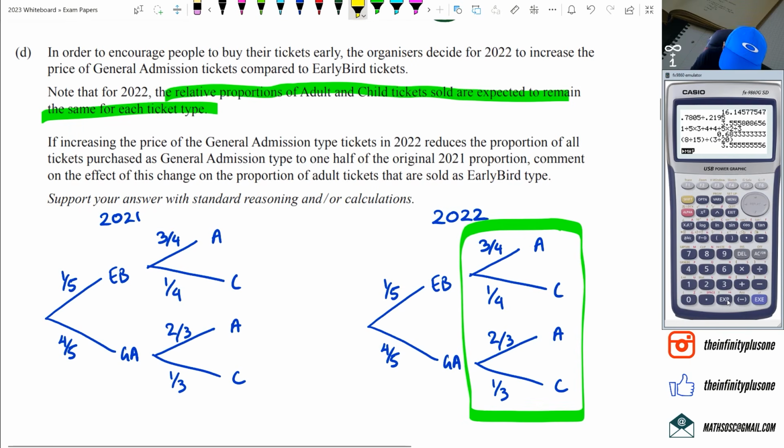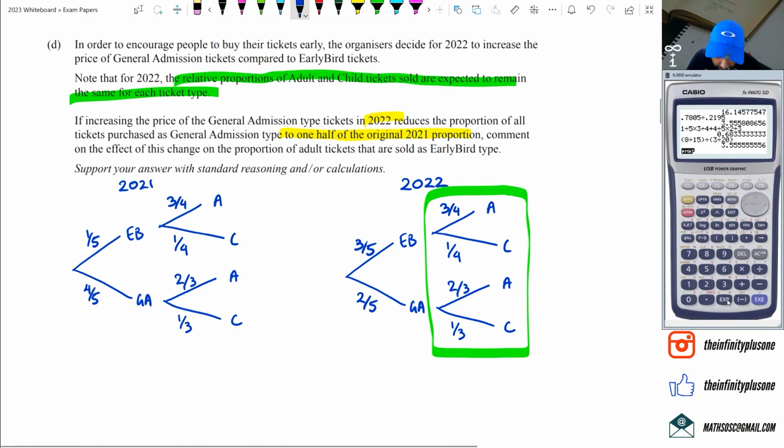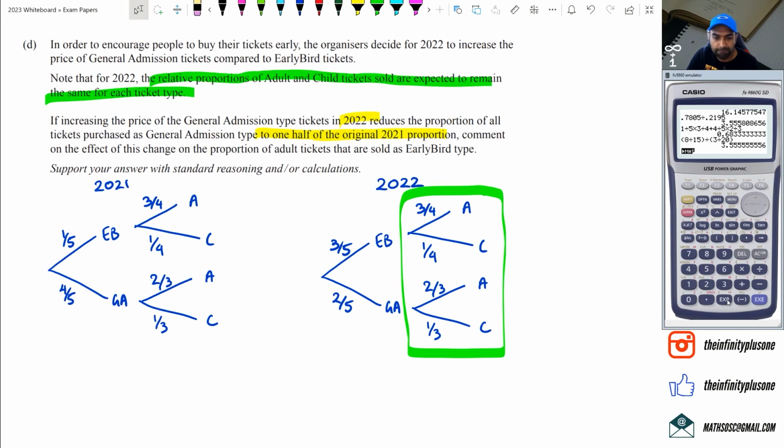However, if you look at this part here where it says in 2022, reduce the proportion to 1/2 of the original 2021 purchase. So that means this is no longer 1/5 and this is no longer 4/5. It's actually half of 4/5, and half of 4/5 is 2/5, which means EB, early bird, is now going to be 3/5. So now we've got those two probability trees. We're going to work out the probability in the first one in 2021, and then repeat the process for 2022, and then compare the two differences.